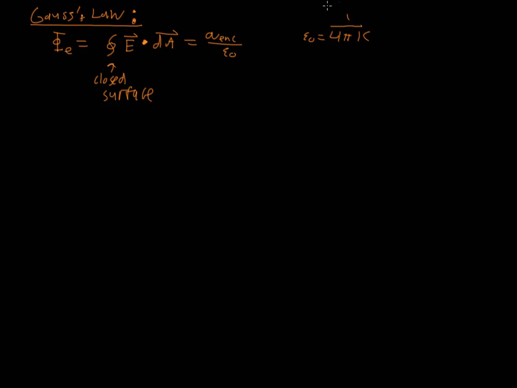So first of all, epsilon naught is a constant. It's equal to 1 over 4 pi k, k being Coulomb's constant, and it's about equal to 8.54 times 10 to the negative 12th, and it has the units Coulomb squared over newtons times meters squared. So that's its units. And Q enclosed is the net charge enclosed by whatever surface you're using.